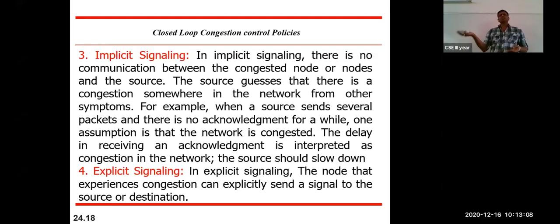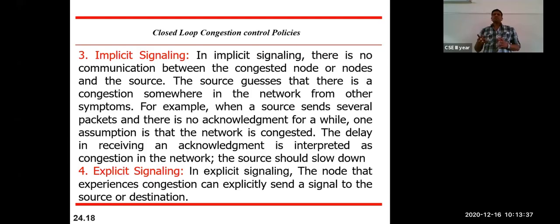Obviously, why wouldn't an acknowledgement come back? The first assumption would be the network is congested. The delay in receiving an acknowledgement is interpreted as congestion in the network. It could be a delay in the acknowledgement, or it could be a congestion for sure. But anyway, in the implicit signaling technique, the source will come to a conclusion that there is a congestion in the network. That is implicit signaling, and the source will slow down. Did you understand?